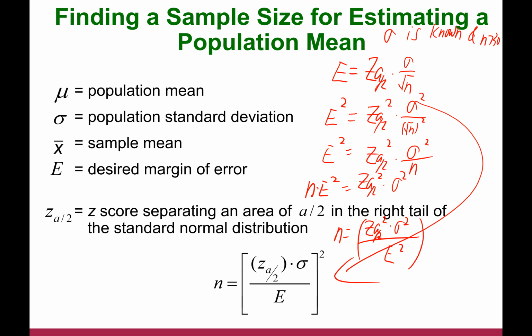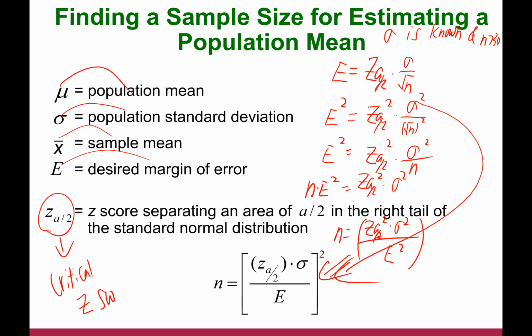and we can pull the square outside. Now we end up with the formula here: n equals [critical z alpha over 2 times sigma over margin of error] raised to the second power. Here mu is the population mean, sigma is the population standard deviation, x bar is the sample mean, E is the desired margin of error, and z alpha over 2 is the critical z-score. So with simple algebra, you can derive the formula for estimating the sample size.